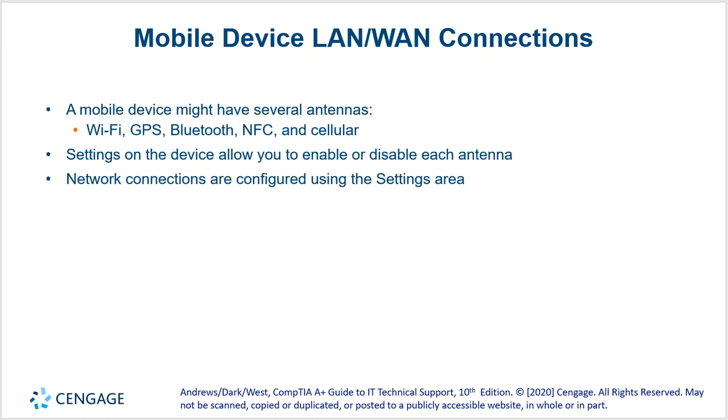Right, so your mobile device has several antennas. So you've got your Wi-Fi, GPS, Bluetooth, NFC, near field communication, right? So you tap and go.